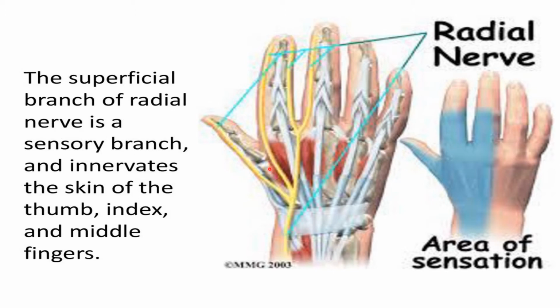The lateral branch of the superficial radial nerve provides sensation to the radial aspect of the thumb as well as the dorsal surface of the base of the thumb. So the superficial radial nerve is lateral to the radial artery in the forearm.